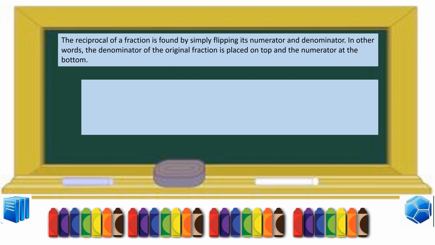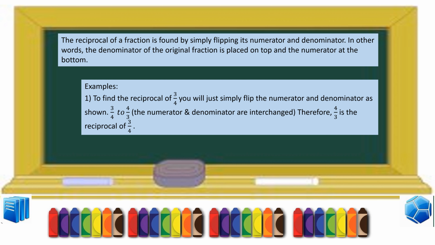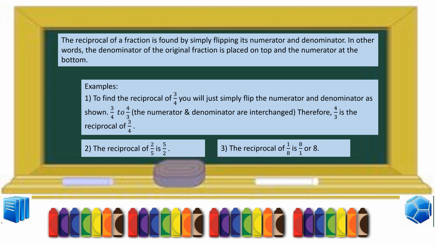The reciprocal of a fraction is found by simply flipping its numerator and denominator. In other words, the denominator of the original fraction is placed on top and the numerator at the bottom. Example number 1. To find the reciprocal of 3/4, you will just simply flip the numerator and denominator as shown. 3/4 to 4/3. The numerator and denominator are interchanged. Therefore, 4/3 is the reciprocal of 3/4.